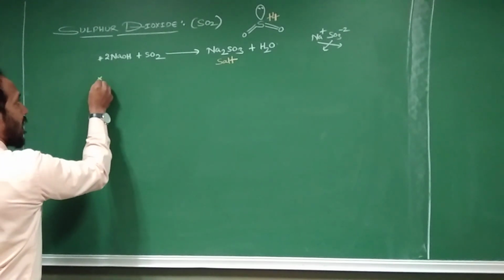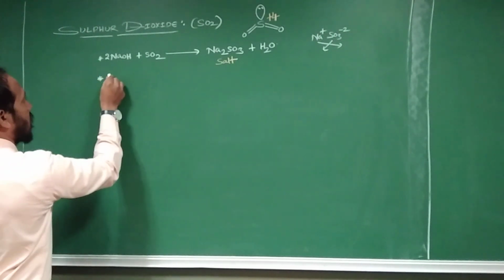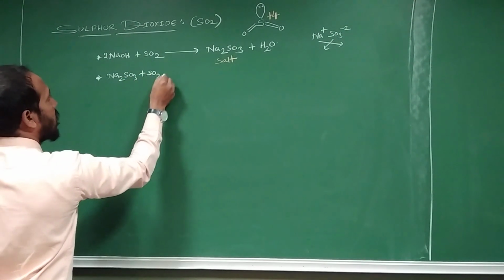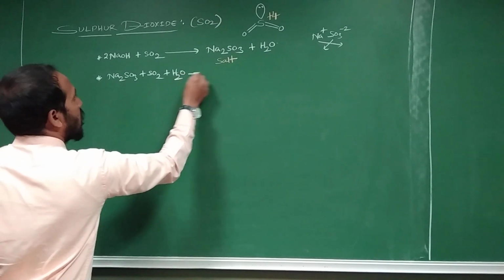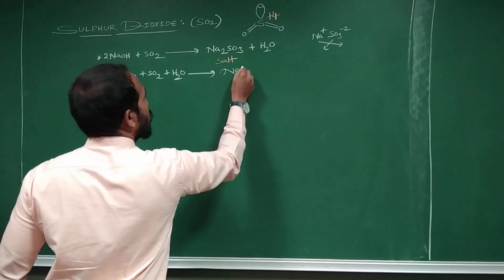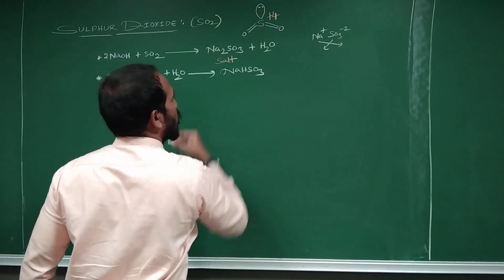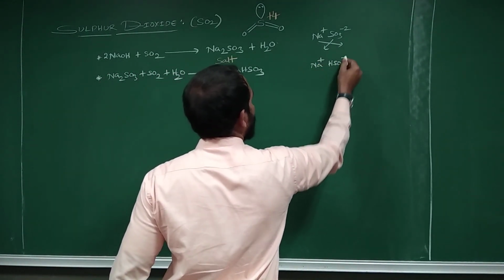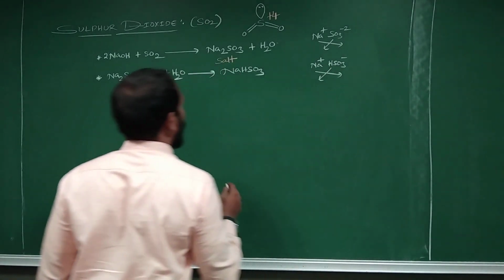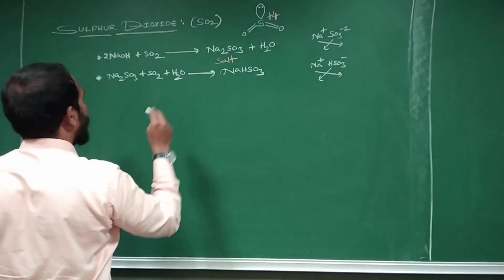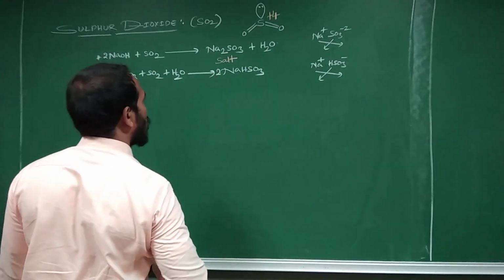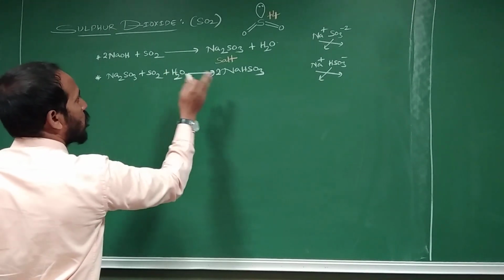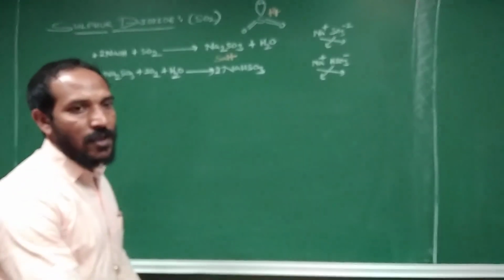Now, if a further excess amount of sulfur dioxide is treated, see, sodium sulfite plus sulfur dioxide plus water, then it will form sodium hydrogen sulfite, NaHSO3. Why? Sodium is plus, HSO3 is minus, that is called sodium hydrogen sulfite. So finally you will get 2 moles of NaHSO3. See, 2 3s are 6 oxygen, 3 plus 2 plus 1, 6. 2 hydrogen, 2 sodium, everything is balanced.